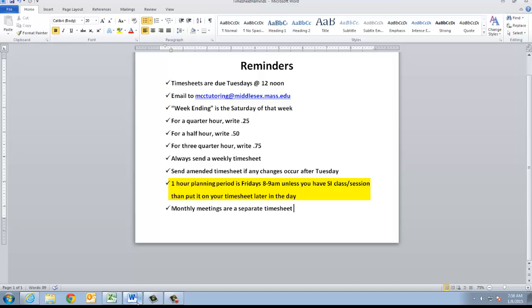Your 1 hour planning period is Fridays 8 to 9 a.m. unless you have an SI class or session or another job at MCC, then put it on your timesheet for later on in the day. Monthly meetings are a separate timesheet as well. Now we're going to move on to another part of the SI role and responsibility.